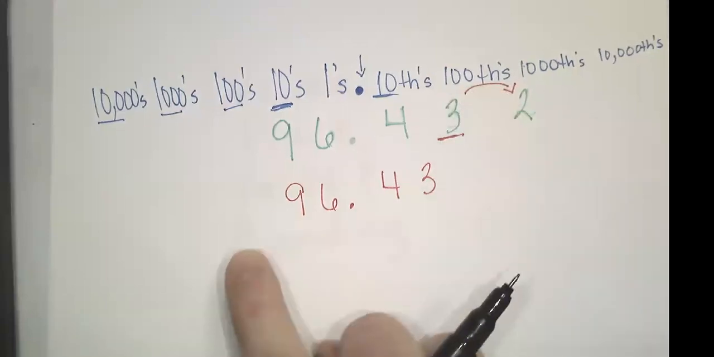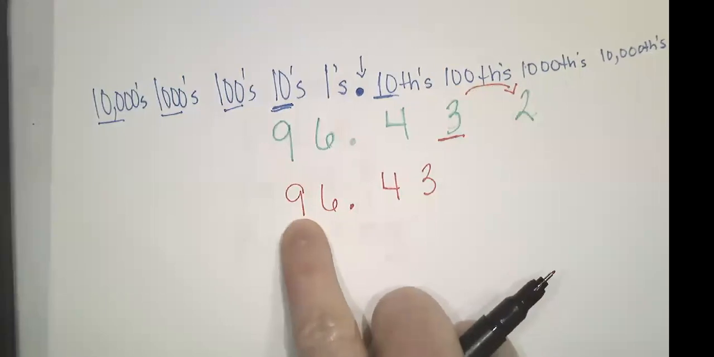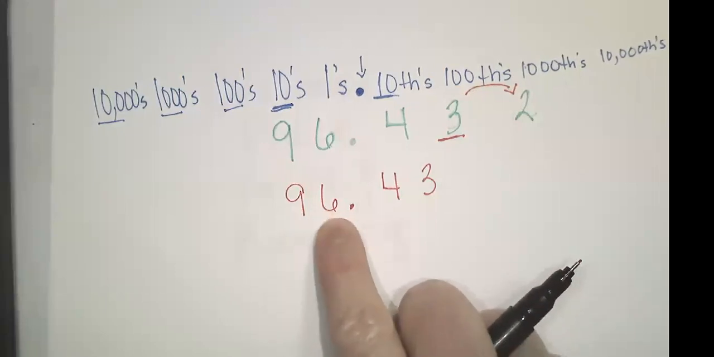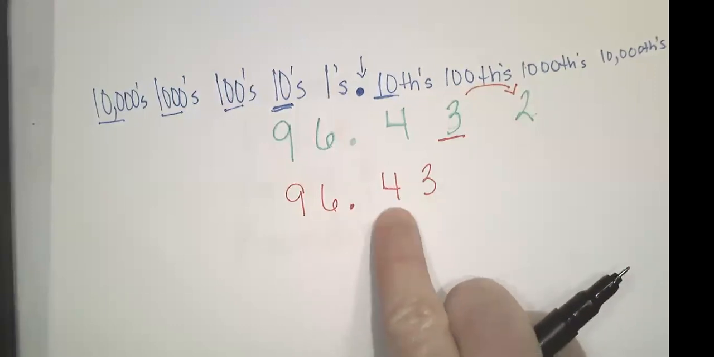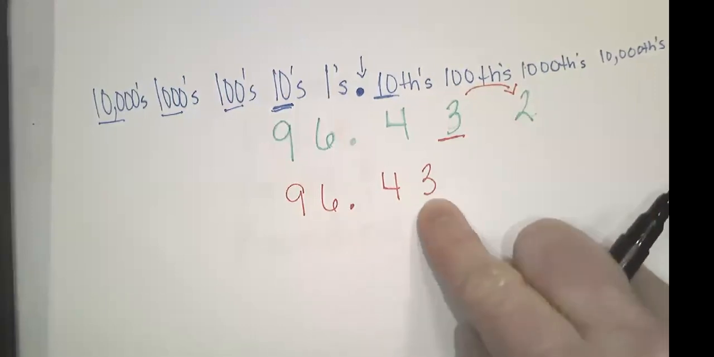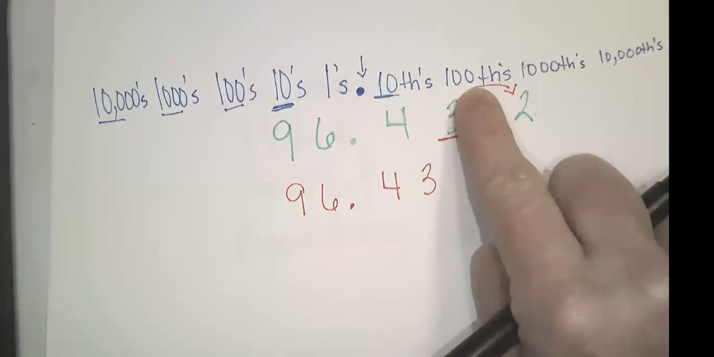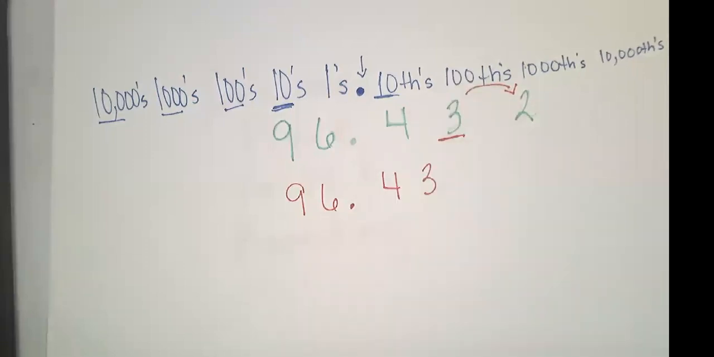I'm going to repeat that to you. Just read this number as it is, 96, when you see the decimal, say and, and say this number as it is, 43, and say this place value, hundredths. Okay? That's not so bad. We'll try another one.